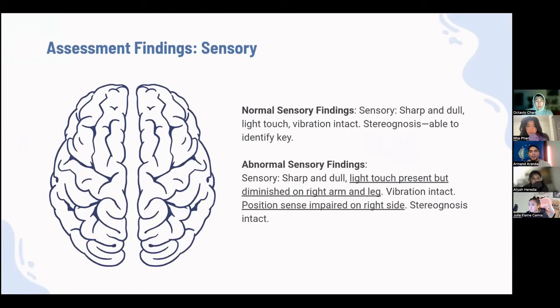So let's talk about normal sensory findings and the abnormal sensory findings. We can confirm that we have a neurological problem, but he has diminished light touch sensation on his right leg and his right arm only. And his sense of position is also impaired unilaterally, so just that one side. Otherwise, a normal sensory assessment would show equal, clear, bilateral sensation. He would feel sharp, he would feel the dulls, like touch, vibration from the different tests that we did.